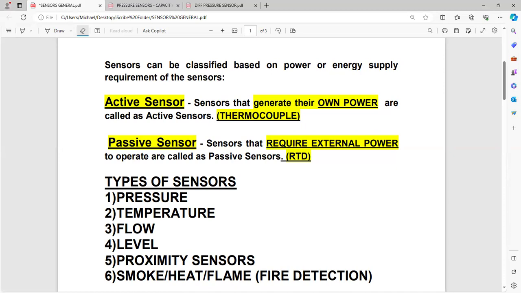The types of sensors that we are going to be discussing in this chapter are six: pressure sensors, temperature sensors, flow sensors, level sensors, proximity sensors, and your fire detection sensors like smoke, heat, and flame sensors. Okay, so please take a screenshot of this.